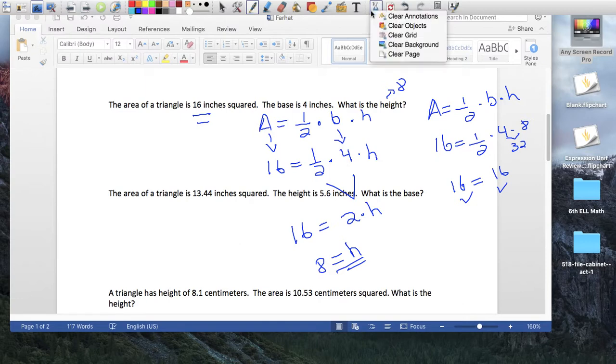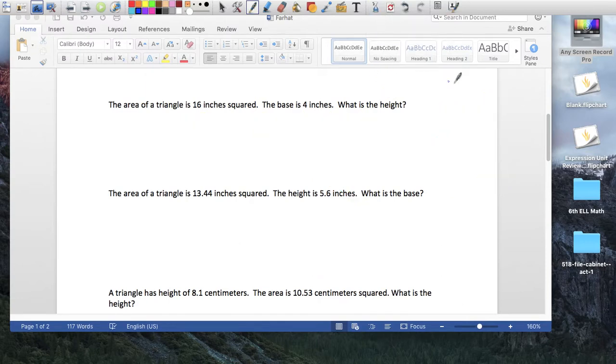Okay, so sometimes you can use this to find the area if you're given the base and the height. Sometimes you can find the base if you're given the area and the height. And sometimes you can find the height if you're given the area and the base. So it really depends on what you're given. Okay, so you notice there's 1, 2, 3 variables. You will always be given 2, and you're going to be asked to find the other one that's missing.